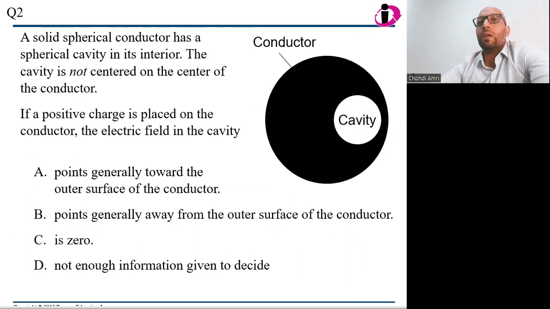A solid spherical conductor has a spherical cavity in its interior. The cavity is not centered on the center of the conductor. If a positive charge is placed on the conductor, this conductor has a positive charge, but there is nothing inside the cavity. The electric field in this cavity, how much? Directly, it's 0. There is nothing inside this cavity. Q inside is 0, so it's 0 also.